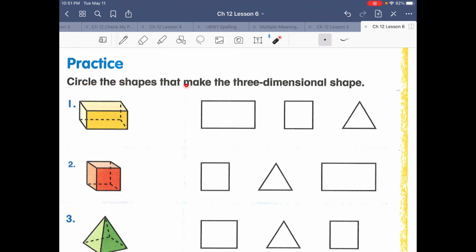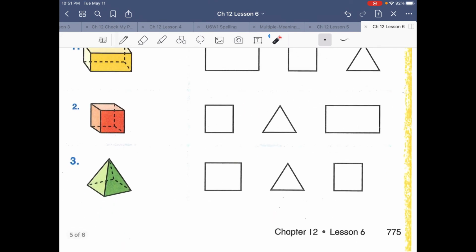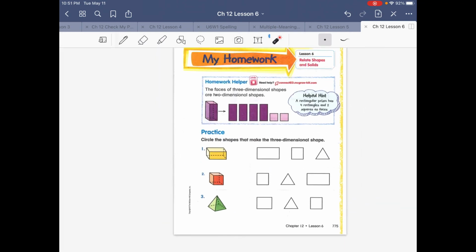As you can see, there's more than one that make the 3-dimensional shapes. So look at your rectangular prism. And is there a rectangle, a square, or a triangle in that rectangular prism? Number 2, cube. Is there a square, triangle, or rectangle in that solid? In this square pyramid, is there a rectangle, a triangle, or a square? Circle the shapes that match that one.